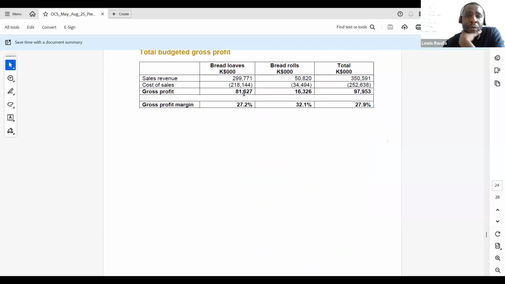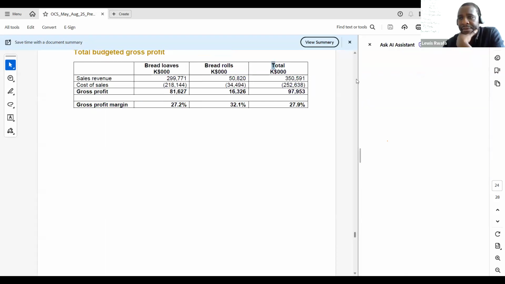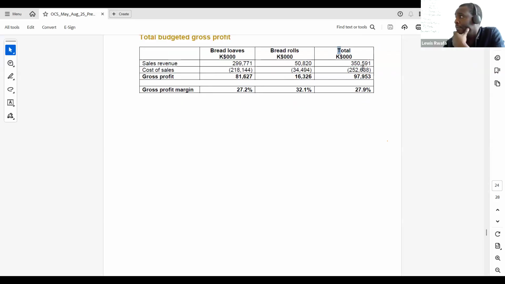So we're given figures for bread loaves, we're given for the bread rolls, we're given for the total there. Oh, sorry, what did I do there? Okay, took a bit of a pause there.